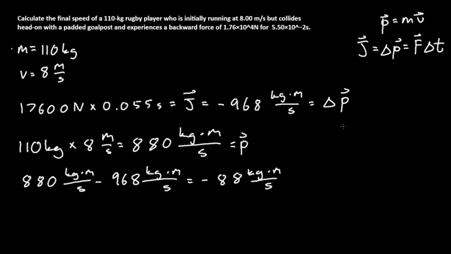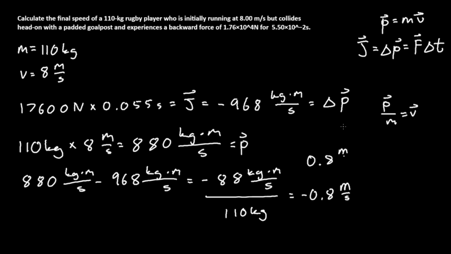So in order to calculate the final speed, since we have the new momentum of the rugby player, momentum can be calculated by mass times velocity, but we can also calculate velocity by dividing momentum by mass. So once we divide our momentum of the rugby player by his mass, 110 kilos, you get negative 0.8 meters per second. But since it asks for the final speed, all we need to do is just write down the magnitude of the velocity. 0.8 meters per second is our answer.